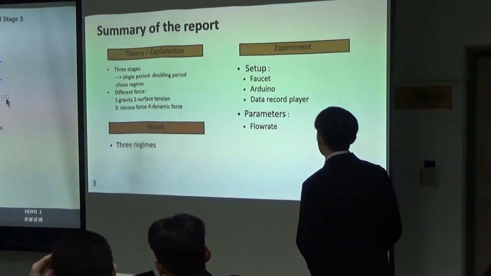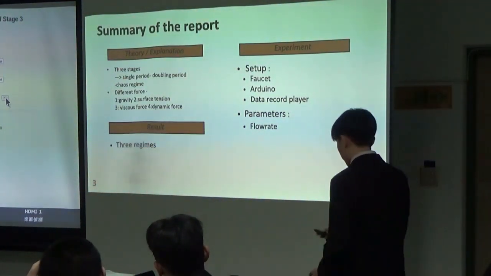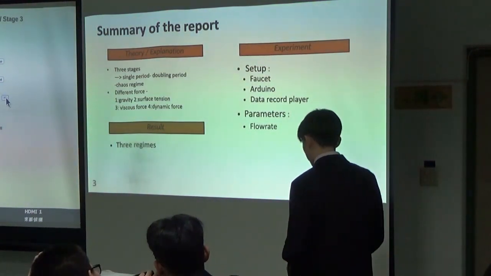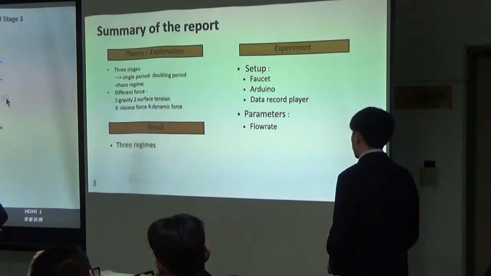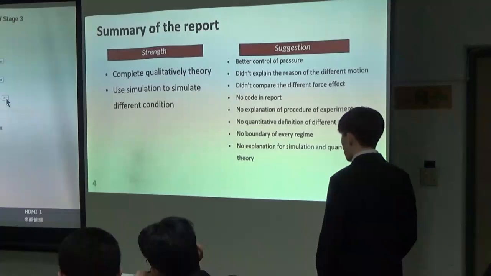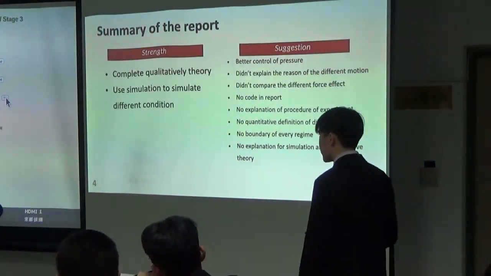Arduino sensors to gather their data. And they only had one parameter, which was the flow rate. And so the result was that they found 3 distinctly different regimes. Next, onto the strengths and suggestions of the report.